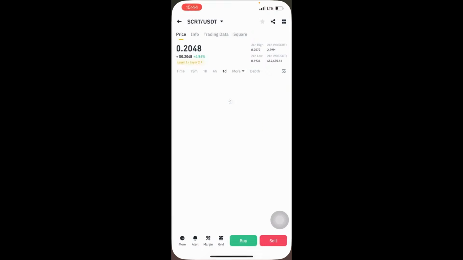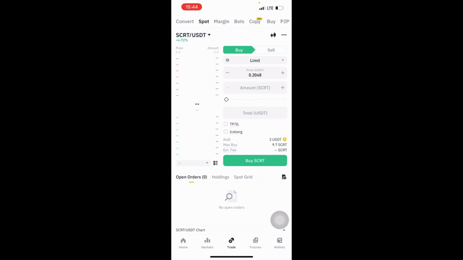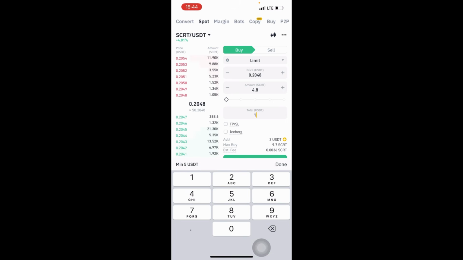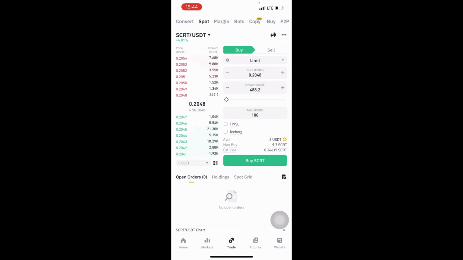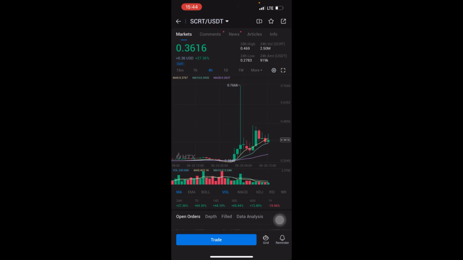So I can come here and buy the scripts, SCRT. If I'm spending $100, I'll be getting 488.2 scripts coins. If I buy it from here, then I'll sell it from here. People are always moved by this thing, but you don't have to be moved by this thing.